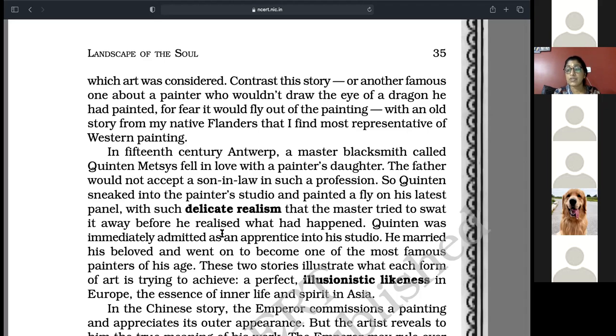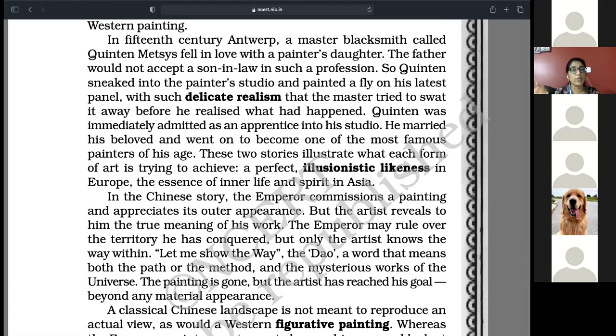So, these two stories illustrate that each form of art is trying to achieve a perfect illusionistic likeness in Europe and the essence of inner life and spirit in Asia. That is, in Western culture, they have an illusionistic life, that is, imagination. Whereas in Asia, that is, Eastern paintings, they normally go for the abstract idea, the spiritual idea, the inner life. That is the difference between the Eastern and Western painting.